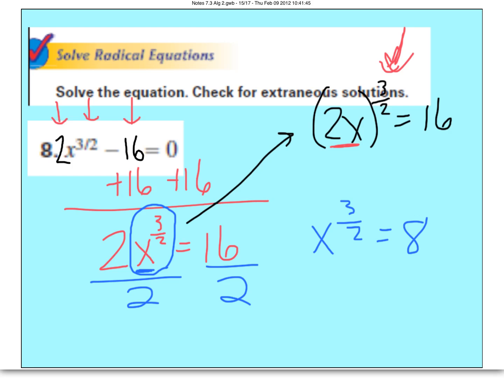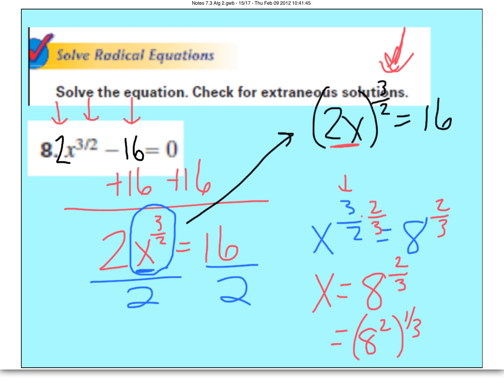To get rid of this 3/2 power, multiply by its reciprocal of 2 over 3. And let's evaluate this. So 8 to the 2/3 power. I'm going to choose to do 8 squared first, and then I'll do the 1/3 power. 8 squared is 64. The cube root of 64 is the answer 4. And if you put that back into your equation, it does work.